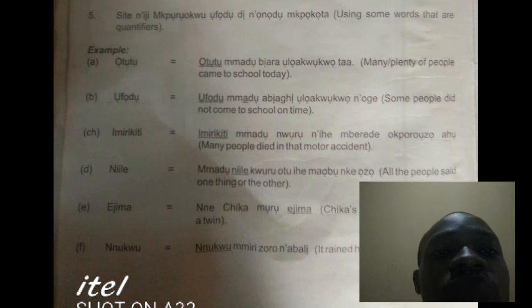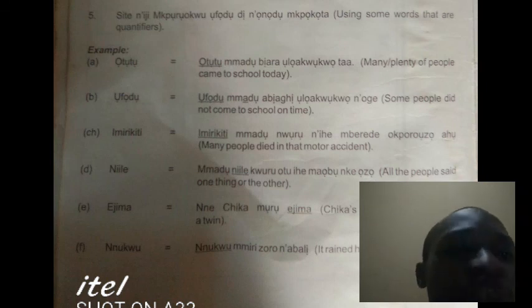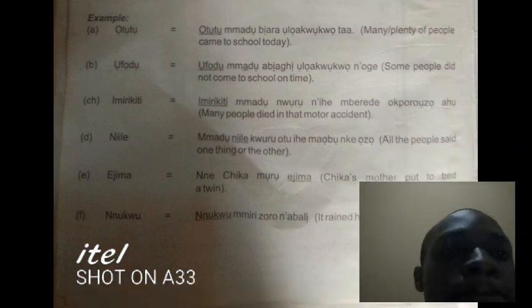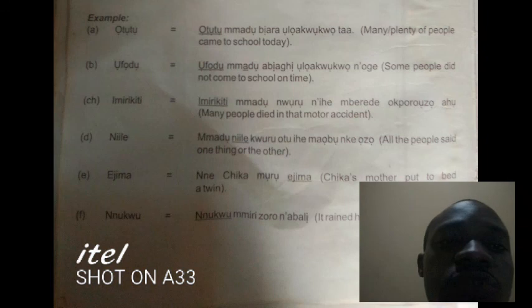The next one is ụfọdụ. So ụfọdụ mmadụ abịaghị ụlọ akwụkwọ n'oge. So you can see there. Mirikiti, that is, mirikiti mmadụ nwụrụ n'ihe mberede okporo ụzọ ahụ. You can see it in English. Niile, mmadụ niile kwuru otu ihe ma ọ bụ nke ọzọ. That is, mmadụ niile kwuru otu ihe ma ọ bụ nke ọzọ.